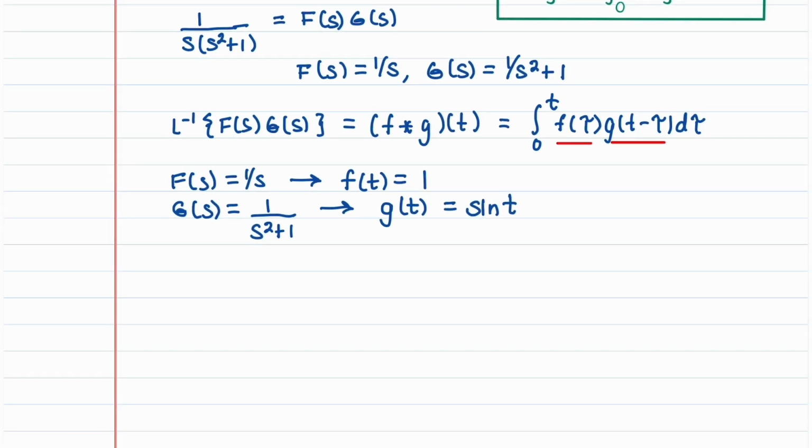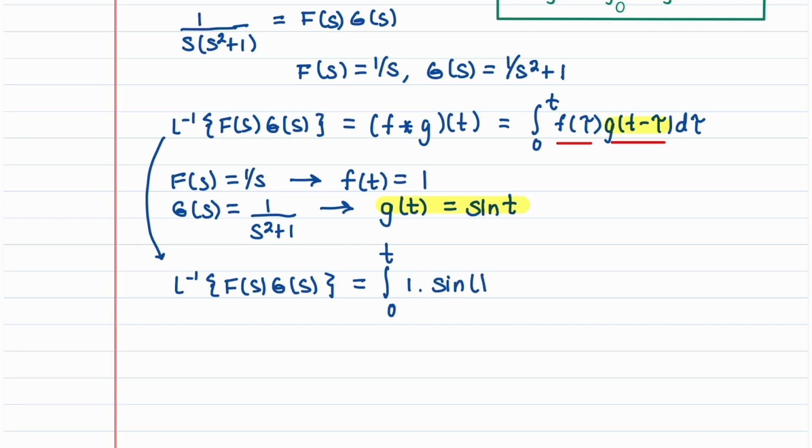Now let's put it all together. Our inverse Laplace transform of F(s) and G(s) is equal to the integral from 0 to t of f(tau), which is just 1, times g(t minus tau). Because g(t) is sine t, what we have here is sine of (t minus tau), and we integrate with respect to tau.